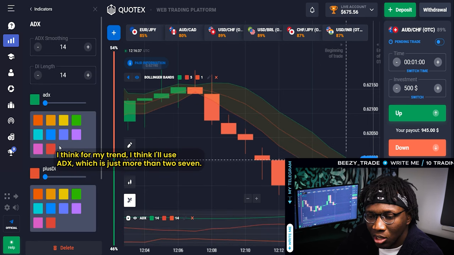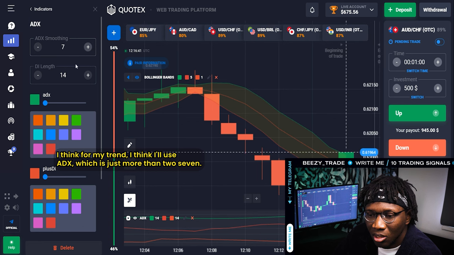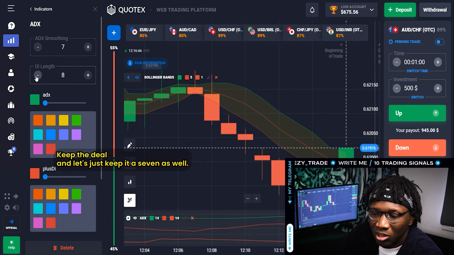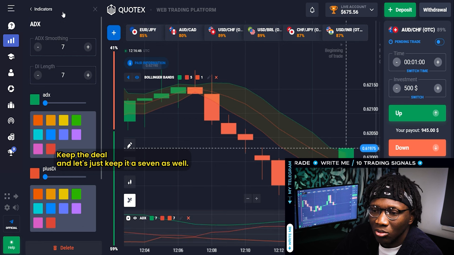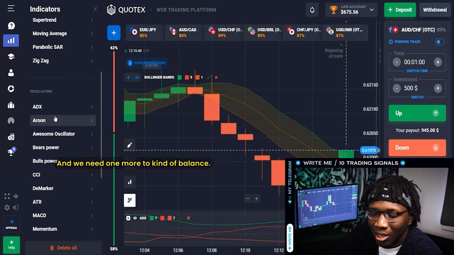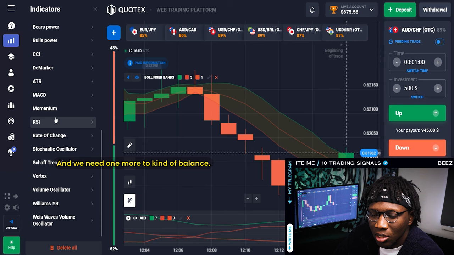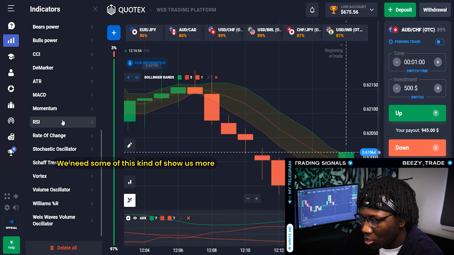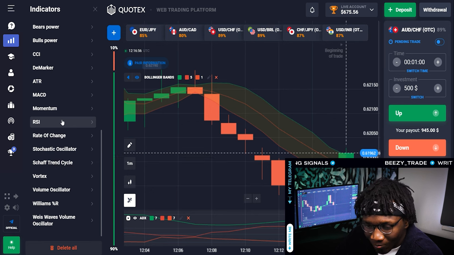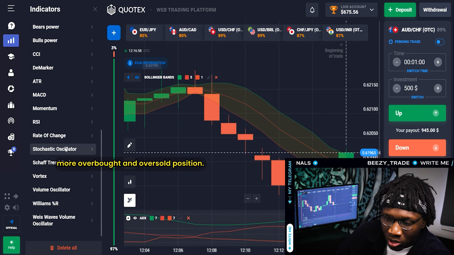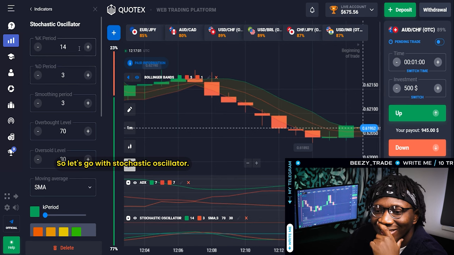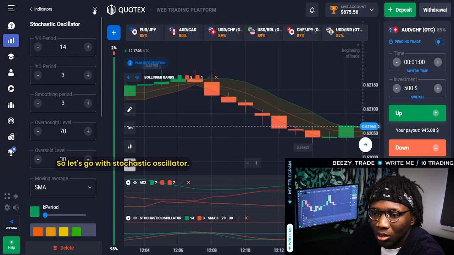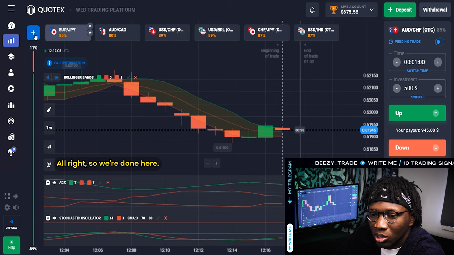I think I'll use ADX, which is just move it to 7. Keep the D length, let's just keep it at 7 as well. That's great. Okay, and we need one more to kind of balance. We need something that's gonna show us more overbought and oversold conditions. So let's go with the stochastic oscillator. Alright, so we're done here.